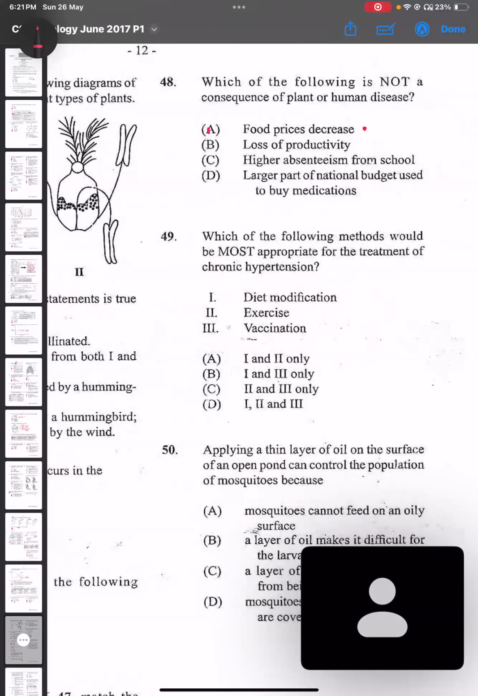Food prices could decrease. But if we have plant diseases, it means that we have crops dying off, so the available crops that are there will be more expensive. And if we have fewer persons to work, the cost of labor would affect all of those costs, so food prices would also increase from here. Loss of productivity would obviously be one. We'd have absenteeism because the persons are sick, and we'd have more money being spent on education. So even if you wanted to work based on elimination, A would have been your answer.